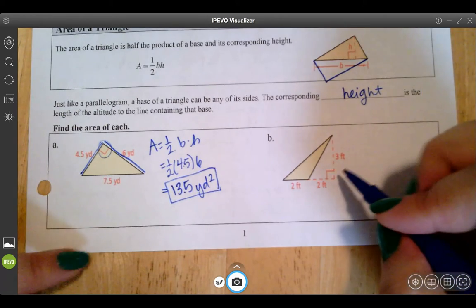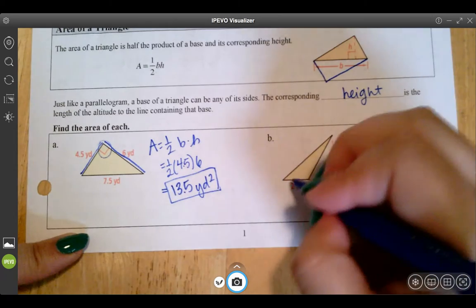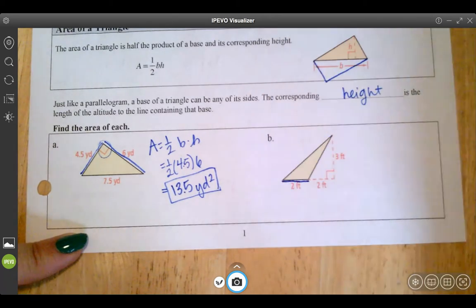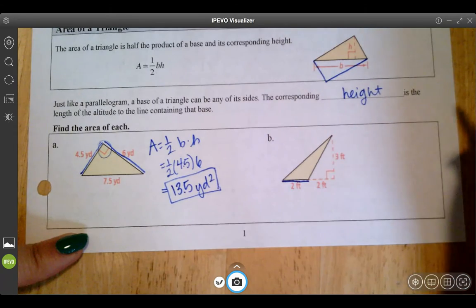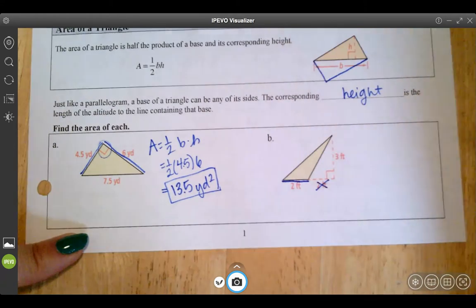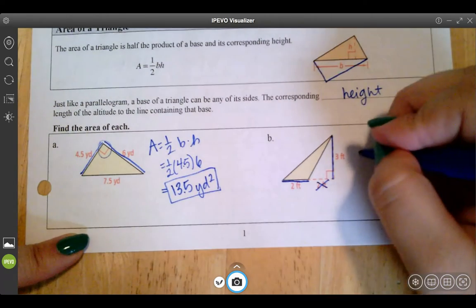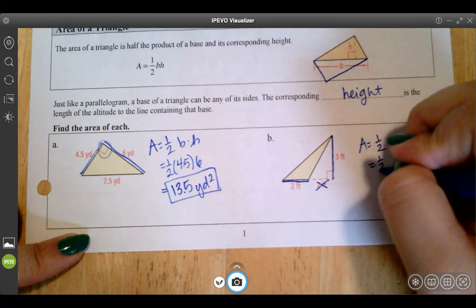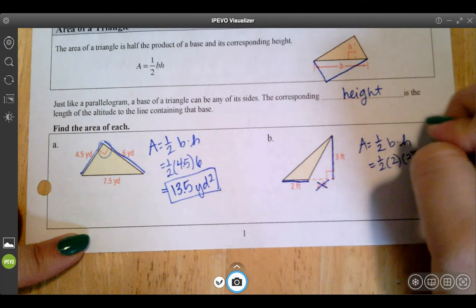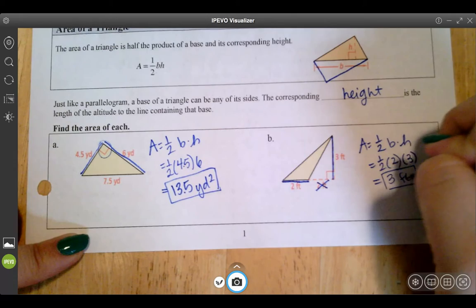On part B, again, we're looking for a base and height that are perpendicular to each other, but just the measurements on the triangle. So this 2 feet is extra information. We're not going to use it. The perpendicular height is 3 feet. Area equals 1/2 base times height. 1/2 times 2 times 3 equals 3 square feet.